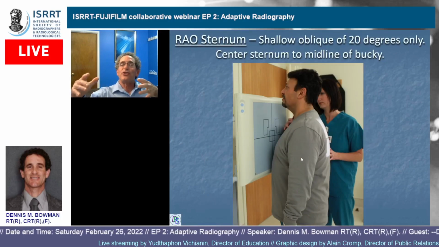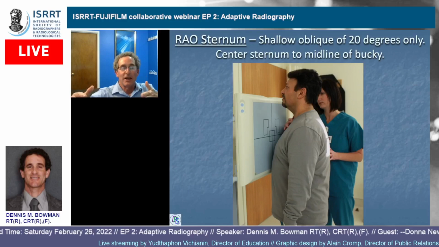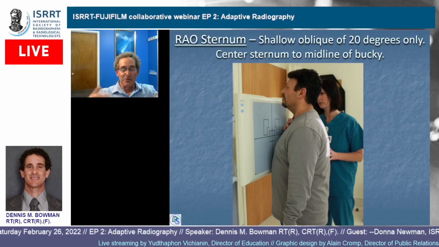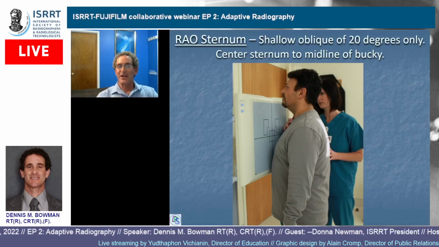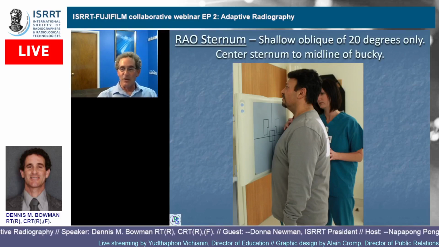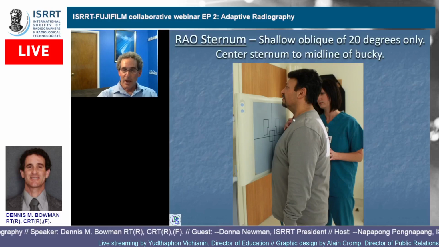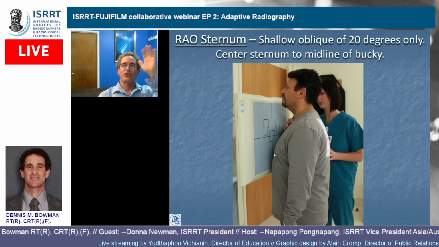You turn them into that gentle little 20-degree oblique, because there's no such thing as a PA sternum, because that would just be a sternum with a spine over it. So you've got to move that spine out of the way. So you just do that. You feel their sternum, and wherever you feel their sternum is, you make sure it's right over that line, and then you just go shoot it.